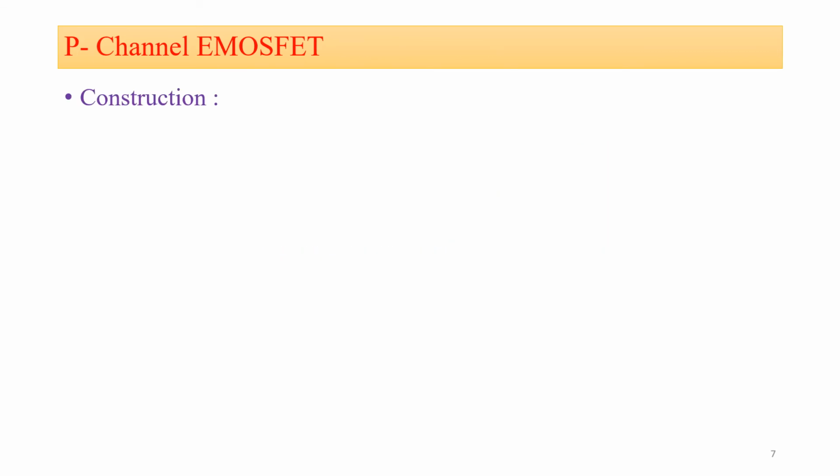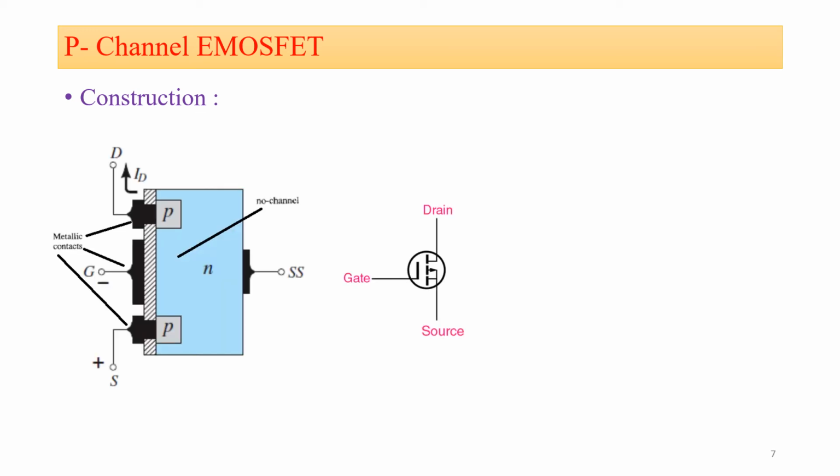Now let's see the next type of MOSFET, that is P-channel e-MOSFET. Now figure shows the construction diagram of the P-channel e-MOSFET. Now the construction or the working of P-channel e-MOSFET is exactly opposite to the N-channel e-MOSFET. Here two heavily doped P-type materials are used, and in between two heavily doped P-type material, channel is absent, and the substrate is used, that is N-type substrate.